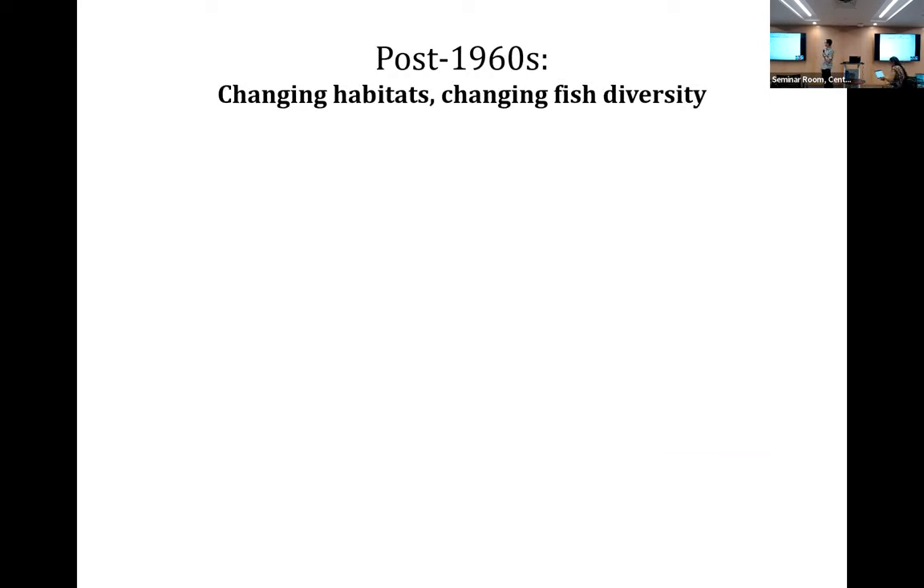For this part, I just want to talk about the period after the 1960s. There have been changing habitats and changing fish diversity since the 1960s. Probably longer, but this is based on one particular study, so I just focus on that data.